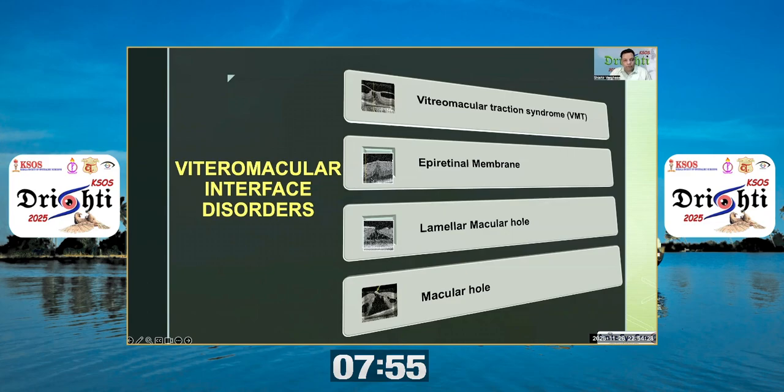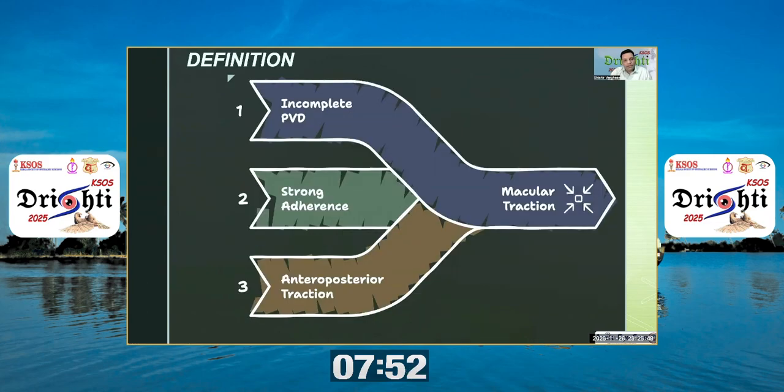I'll be talking on vitreomacular interface disorders. The presence of an incomplete PVD is the reason for the vitreomacular interface disorders. When you have an incomplete PVD, it may be attached at the disc and the macula, or detached from the perifoveal region. Usually this attachment is extremely strong at the fovea, which over a period of time causes anterior posterior traction, and this finally leads to a macular traction.